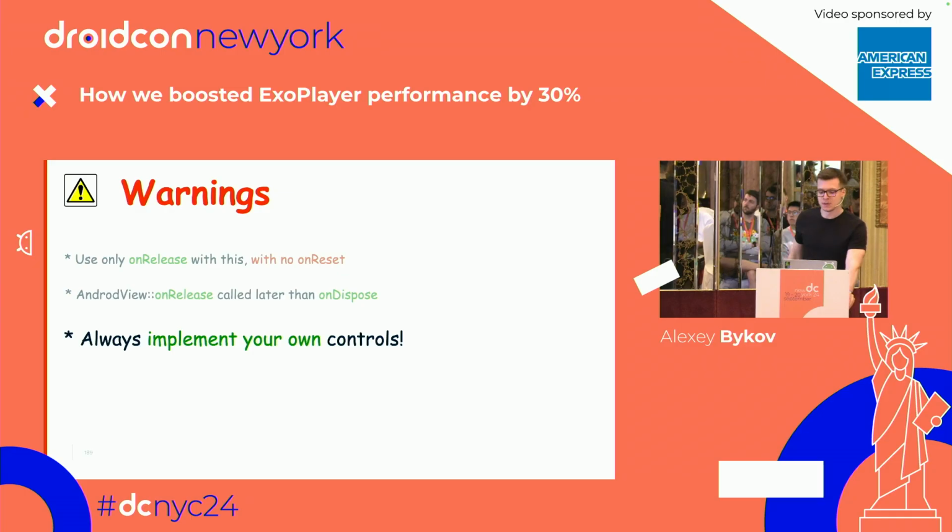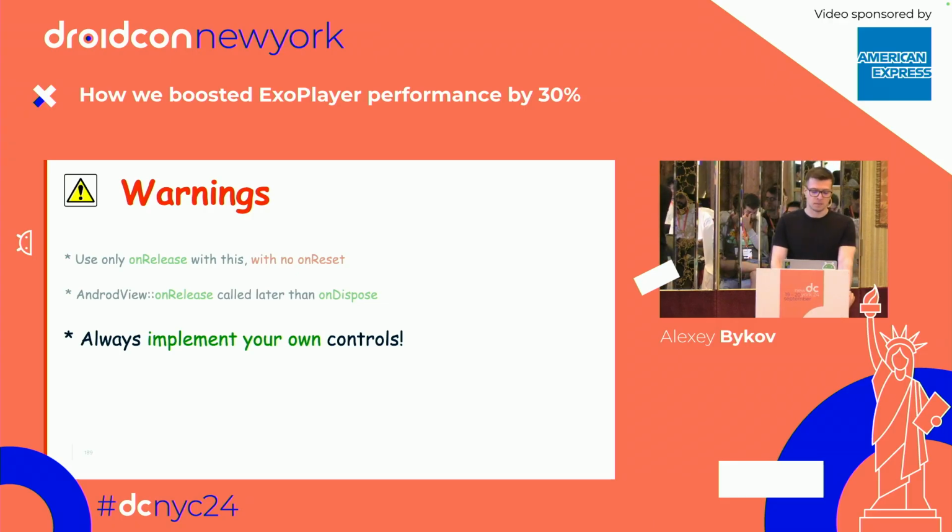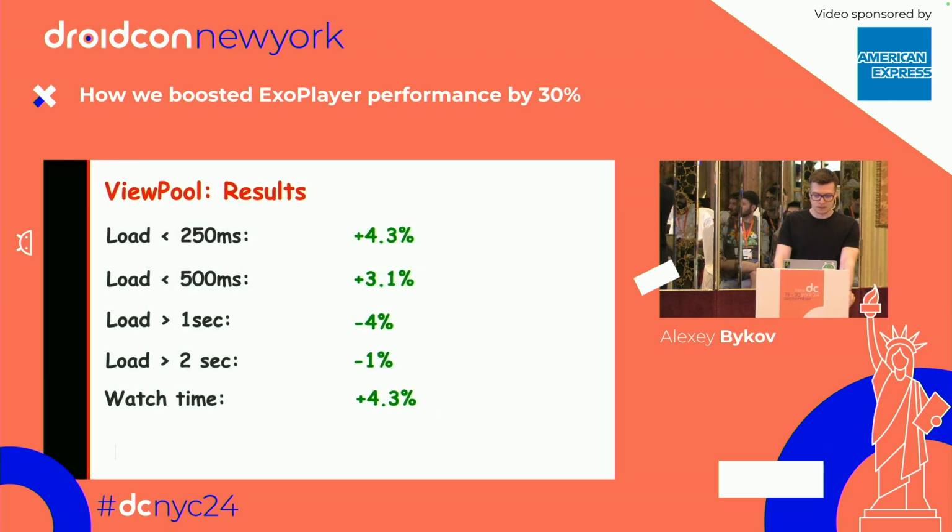And also, ExoPlayer has video controls in place. That's really easy to implement and so on, but always implement your own controls. Because if you take a look inside those video controls, they inflate a lot of stuff, like captions, for example. Maybe you don't even need to render this. It's also going to affect your TTI. So always implement your own controls.